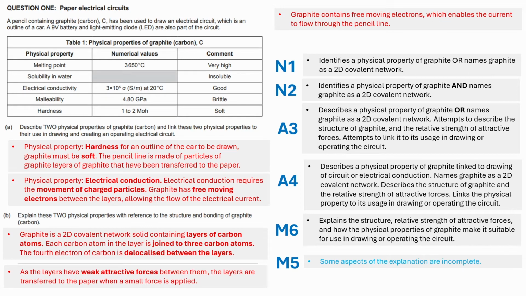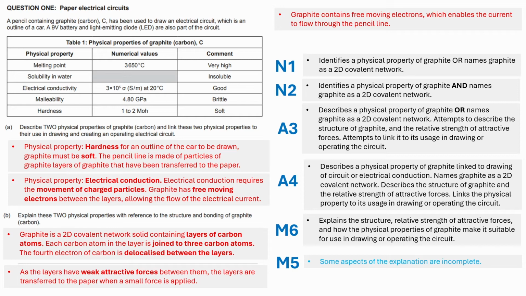I guess the achieved points here are, in the achieved points you would have described the physical property of hardness, described the physical property of conductivity, and described the structure of graphite. This is for A3 and A4, but for merit, these last 2 bullet points, we're linking what those structures mean to the actual use of graphite to make this circuit.